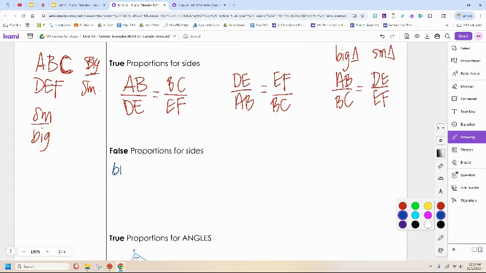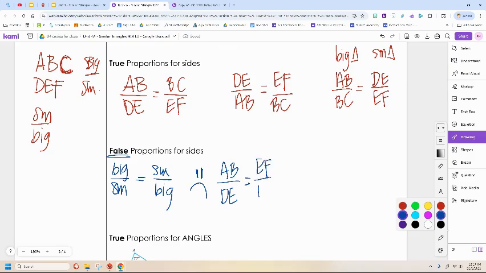A false one would be big over small, and then they would put equals small over big, right? Do you guys understand that that's false? So that's bad news. As our lettered examples, that would be doing something like AB over DE equals EF over BC. Do you see how I flipped one of them? So we have to be really careful about that.